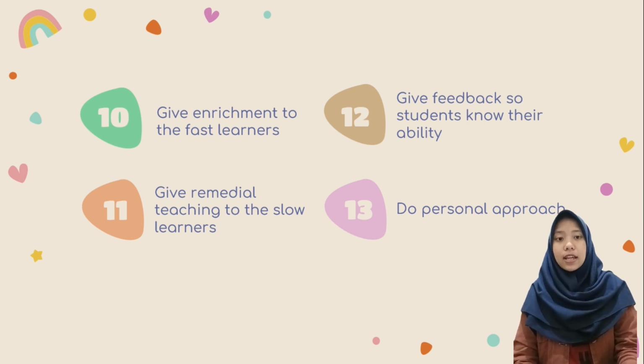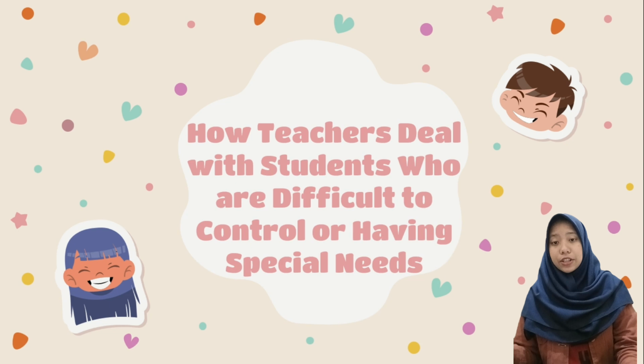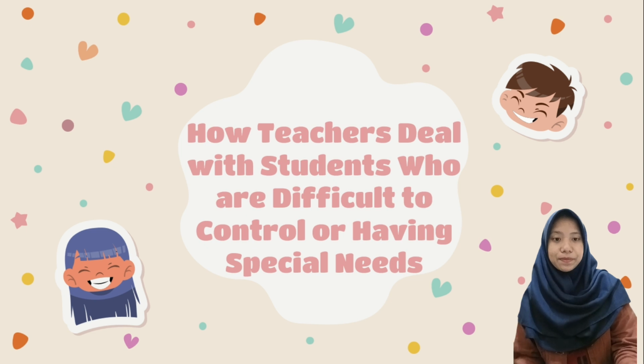The 12th is give feedback so students know their ability. The 13th is do personal approach. Teachers can talk to a specific learner if needed. So, based on this, it can be concluded that the learning speed of slow learners should be followed by teachers a little more.